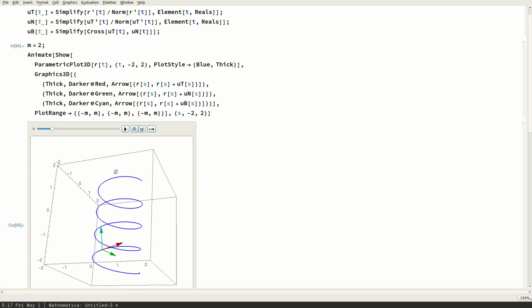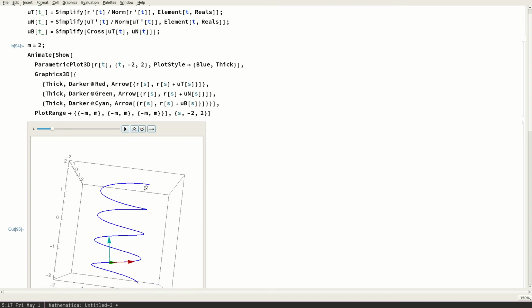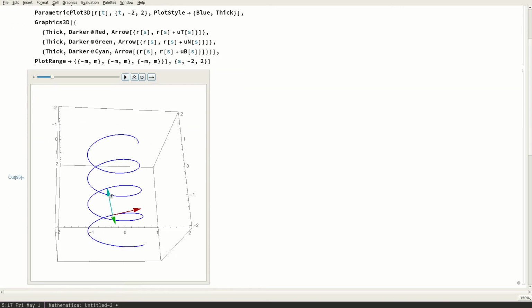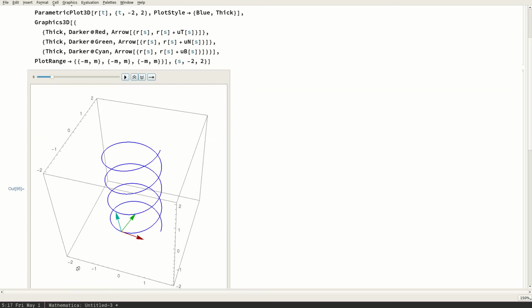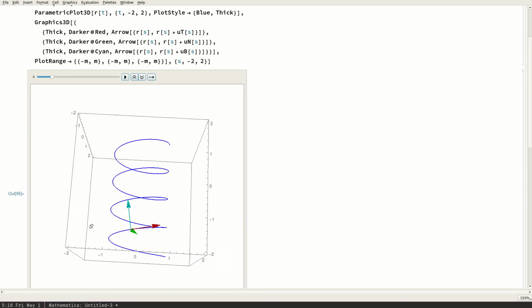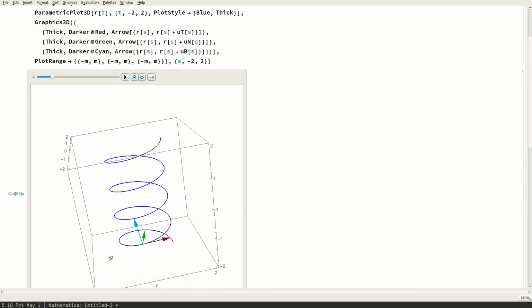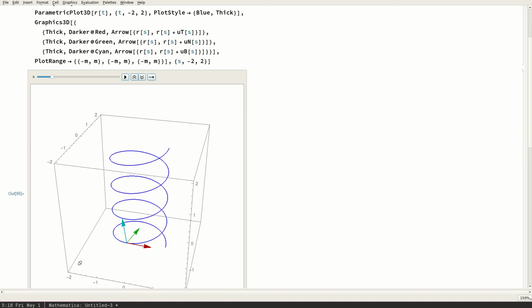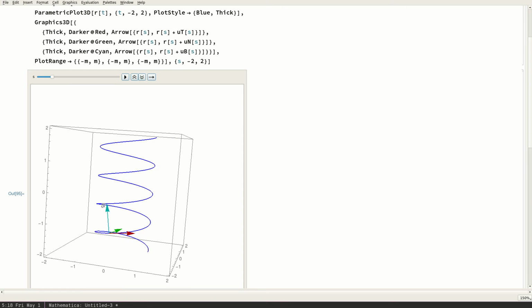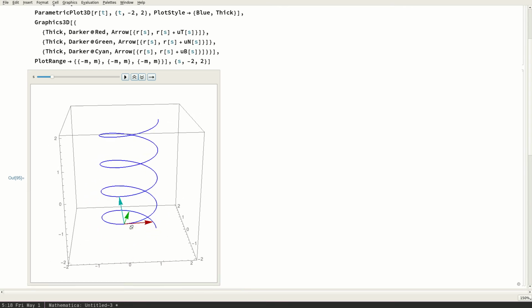T is the vector in red. That's the vector that's tangent to my curve. The green vector is the unit normal vector. You could see that the unit normal vector is at a 90-degree angle with the unit tangent vector. And the unit binormal vector is in cyan. That is perpendicular to the other two.